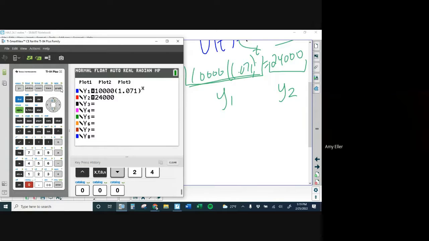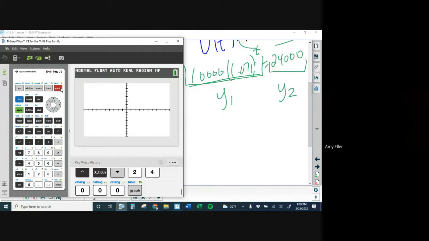Here's what my graph looks like. It's a great graph of college tuition, isn't it? Why is that a great graph of college tuition? Why isn't it there? Because college tuition doesn't go from negative $10 to $10. So let's make adjustments.